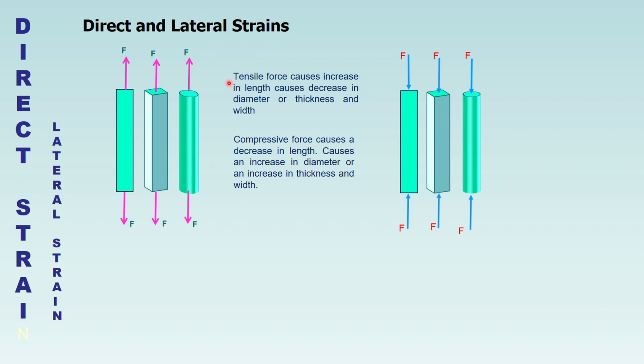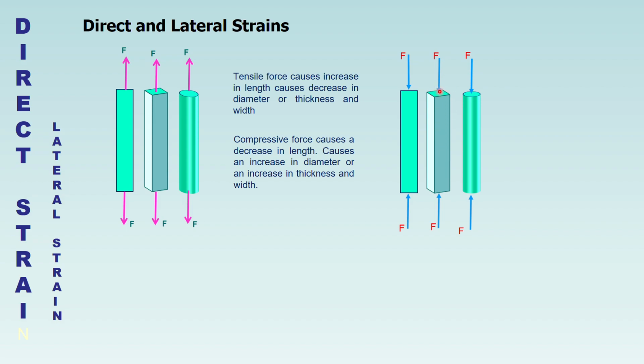So when you look at the notes that I've given here, tensile force causes an increase in length and a decrease in diameter, or thickness and width, at the same time. Now the second case here, compressive force. When you look at the square bar or the rectangular bar here, the compressive force is acting along the axis of the bar.